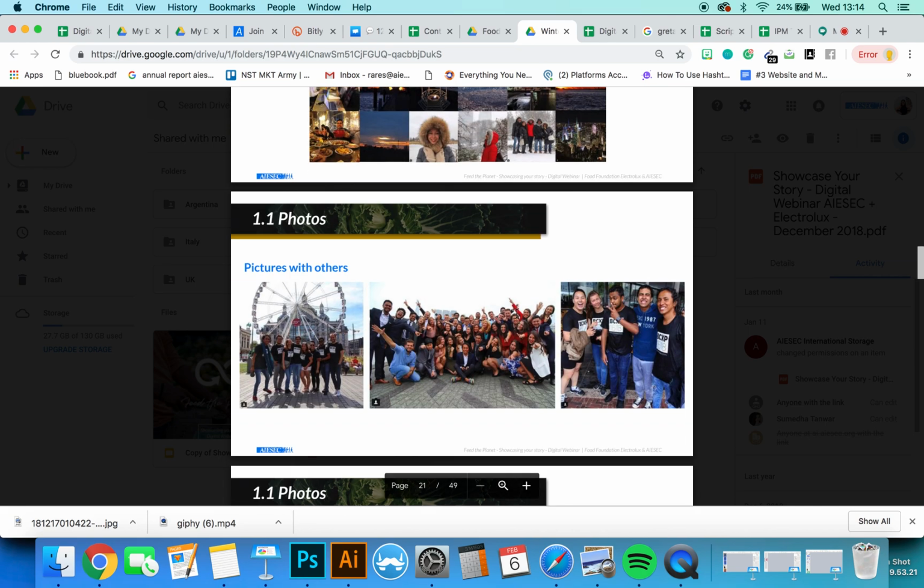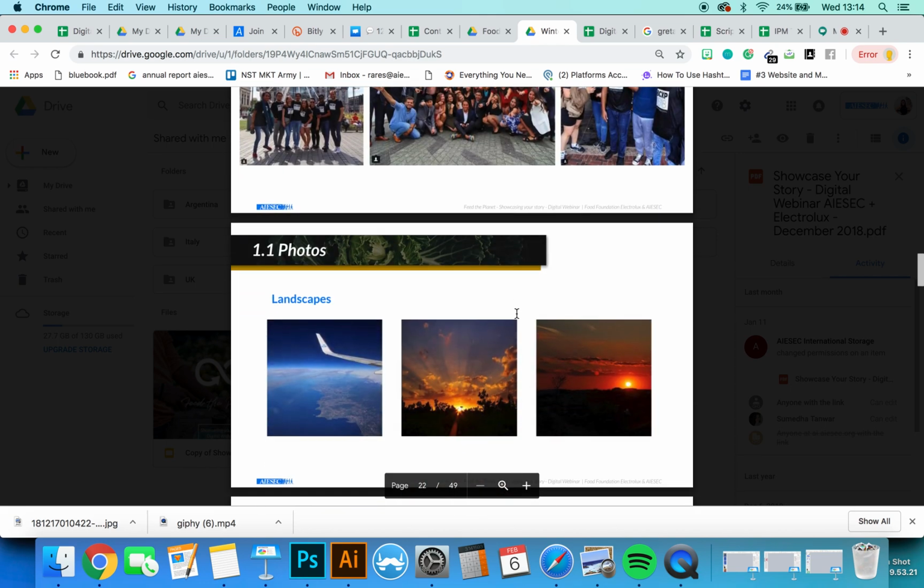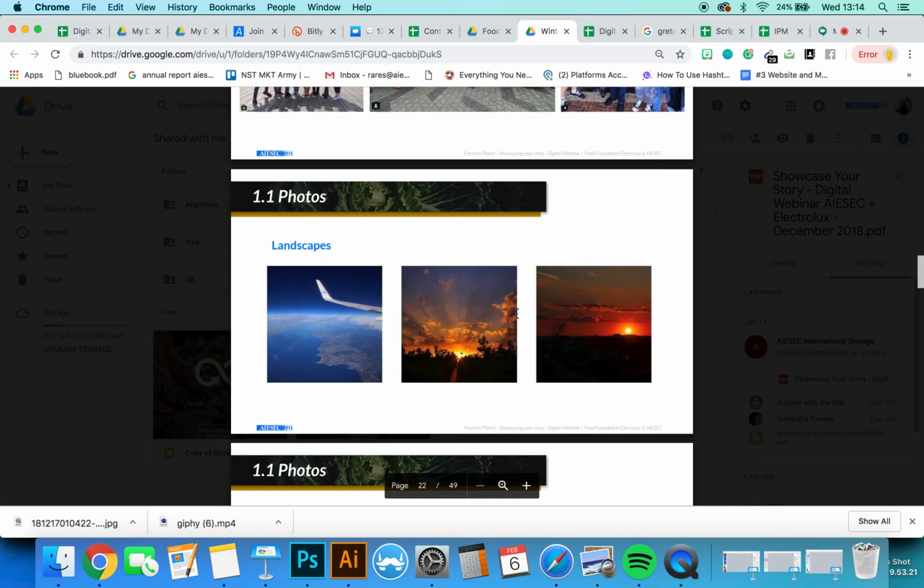Or then you can have pictures that are capturing other people. So this can be either you at the project with the rest of the volunteers. It can be as well the people in the workshop that you guys are going to be delivering. All this type of content of other people can also be included in the type of photos that we do. Then you have landscapes, any type of touristic content.